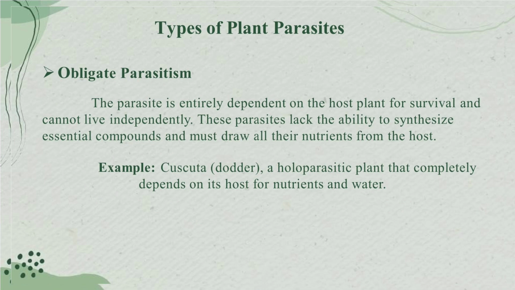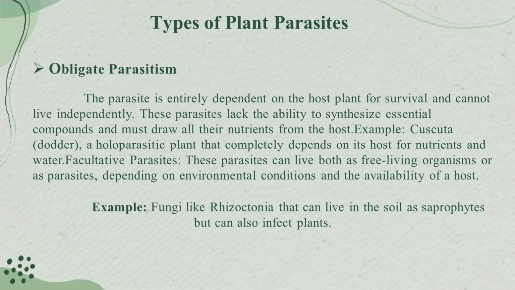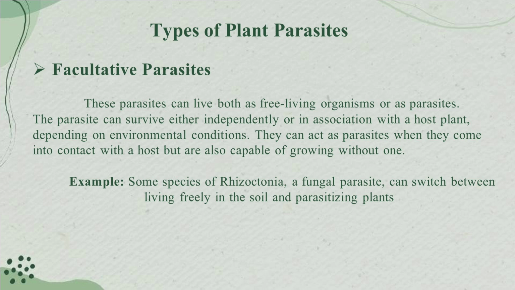Types of plant parasites. Obligate parasites. These parasites rely entirely on a host plant to survive and cannot live on their own. They cannot make essential nutrients and must get everything from the host. For example, Cuscuta is a plant that completely depends on its host for nutrients and water. Facultative parasites. These parasites can live independently in the environment or as parasites on plants, depending on the conditions and host availability. For example, fungi like Rhizoctonia, which can live in the soil but also infect plants.